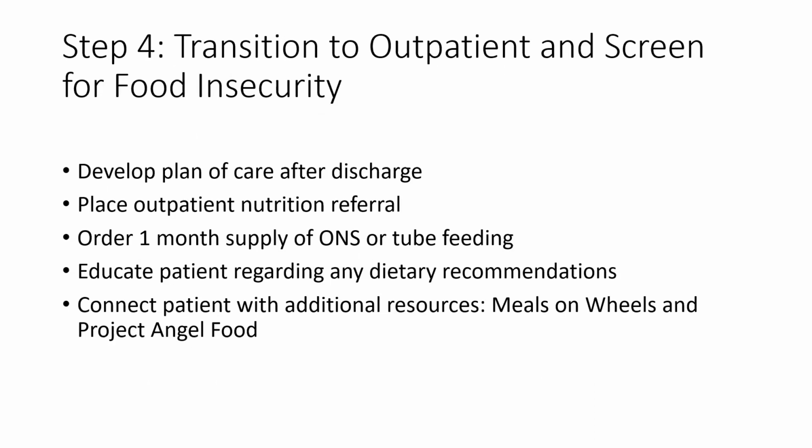Finally, step 4 is transitioning patients to their home environment and screening them for food insecurity. Of course, your trainee will need to develop a plan of care with your assistance. The registered dietitian will place an outpatient nutrition referral and will order a 1 month supply of either oral nutrition supplement or tube feeding as necessary. Any patient education regarding their dietary recommendation will need to be provided.